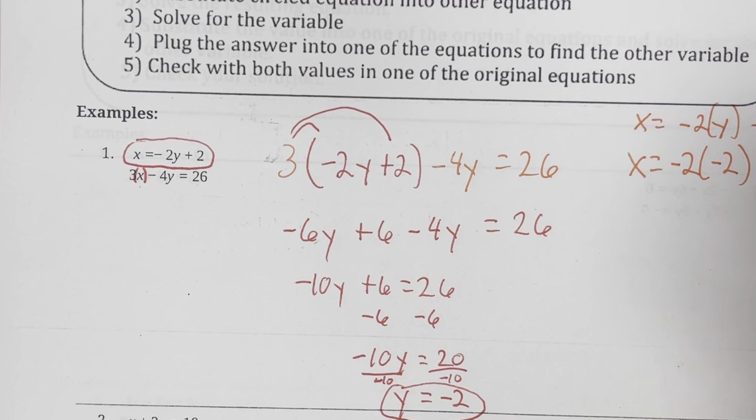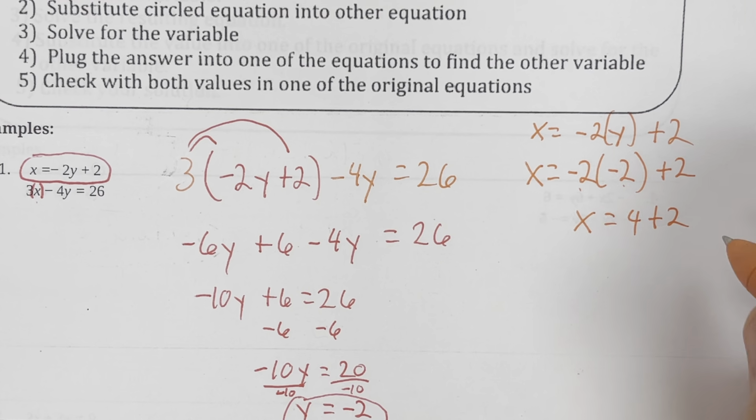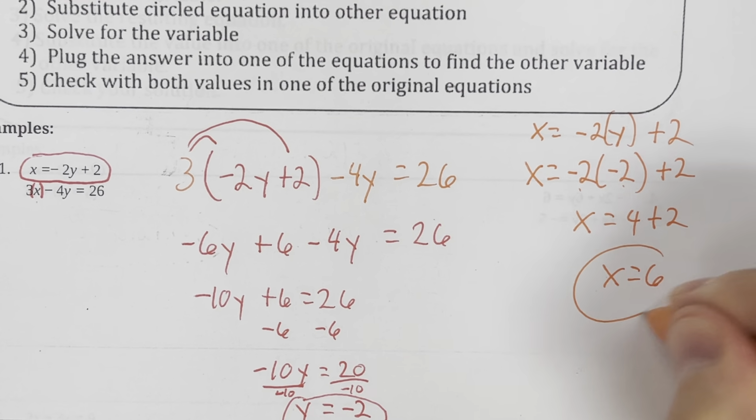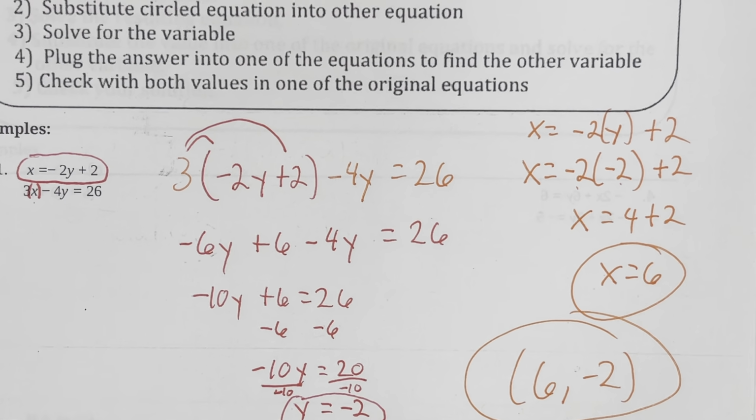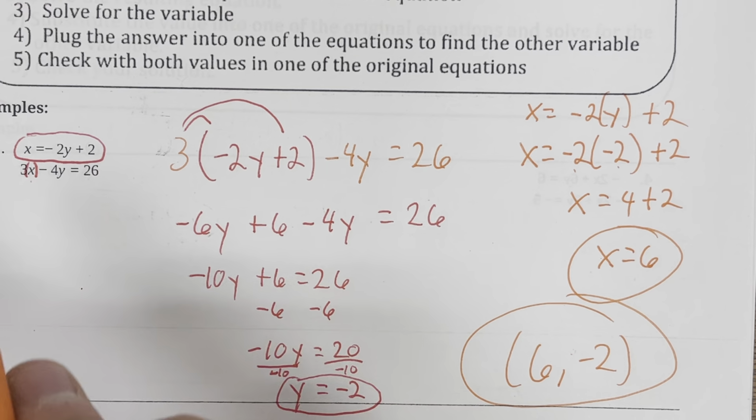Then we also have a plus 2 at the end. So negative 2 times negative 2 is 4, so x equals 4 plus 2. 4 plus 2 is 6. We found our two solutions, 6 and negative 2 as an ordered pair. X comes first. There it is. Now you could substitute these back in to check your work as well.